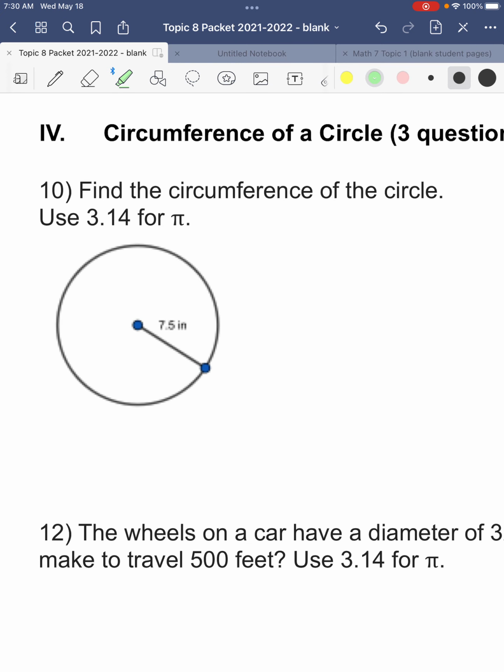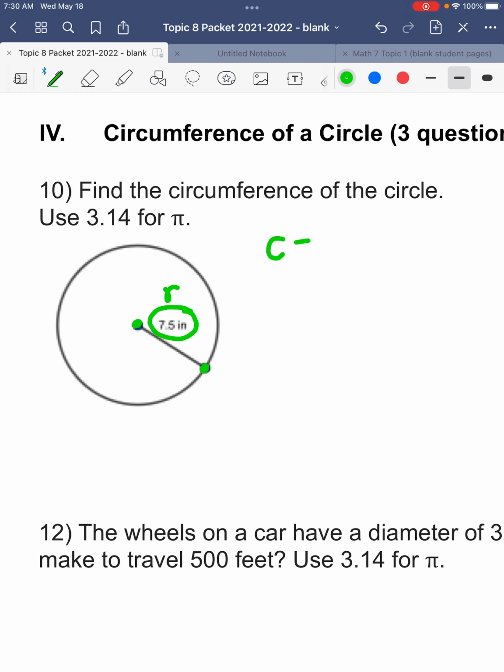So number 10, find the circumference of the circle. Use 3.14 for pi. Well, here's a circle, and I was given one very important piece of information, 7.5 inches. Now, why is that important? Well, I know it's the radius, and I know it's the radius because that line goes from the circle edge to the center. It doesn't go all the way through the circle. So I know that this right here is a radius.